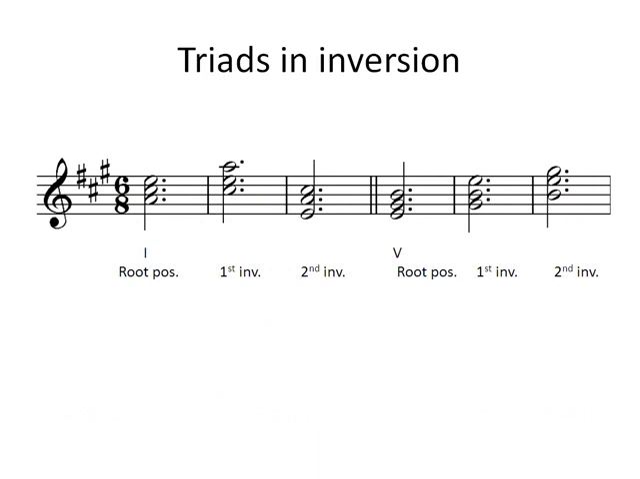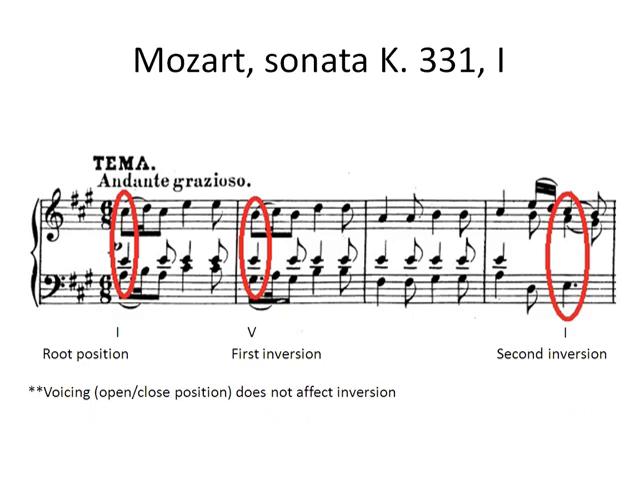This slide shows the inverted triads in the abstract. I've included root position and inversions for the tonic and dominant chords in A major. These are all written in close position. Looking at this a different way, we can say that the first measure begins with a root position tonic chord, the second measure begins with a first inversion dominant chord, and the last harmony in the phrase is a second inversion tonic chord. Voicing, that is, whether the chord is in open or close position, does not affect our judgment of inversion, nor does the ordering of notes in the upper voices.